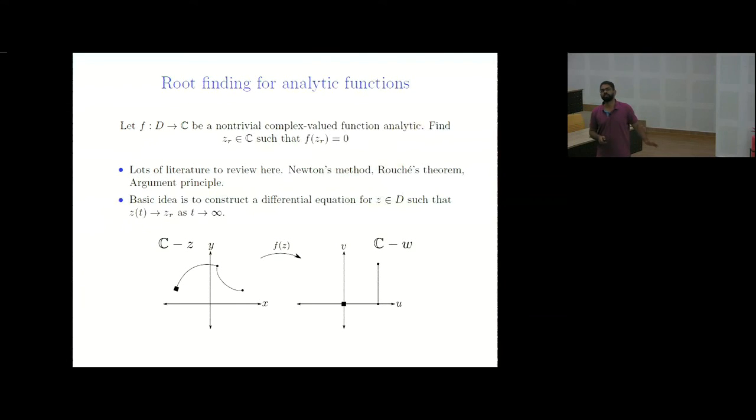There's a whole bunch of literature to review here. A lot of people just end up using Newton's method. You can use clever ideas, combining Rouché's theorem and the argument principle, and do a divide and conquer algorithm where you take a domain and then you count the number of possible zeros there, and then you subdivide the domain till you find only one zero. Right? So Rouché's theorem and the argument principle let you count zeros of polynomials.